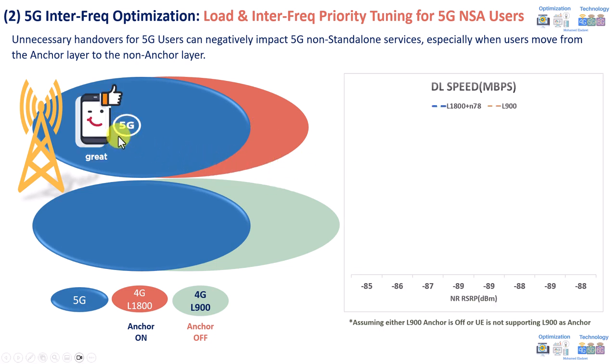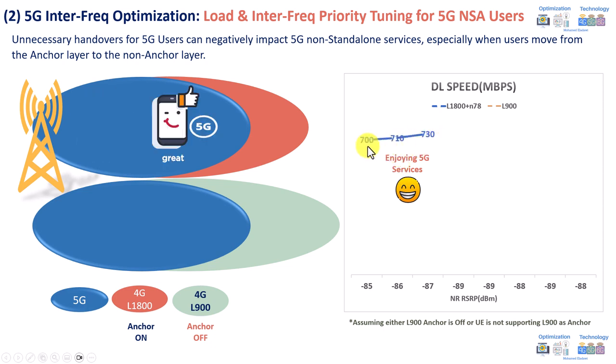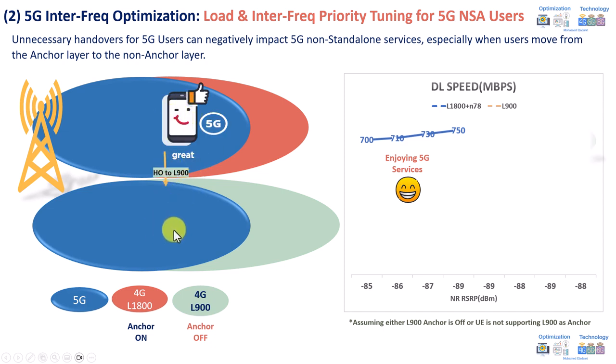You also need to ensure another thing. For example, in this particular scenario, assume this is the 5G user. Initially he was here, coming in on L1800 and 5G, so he's enjoying the 5G services. He started getting, for example, 700 as average speed. But once he makes a handover from this 1800 layer to the 900 layer, through load balancing, this was a load balance handover from 1800 to 900 as an example.